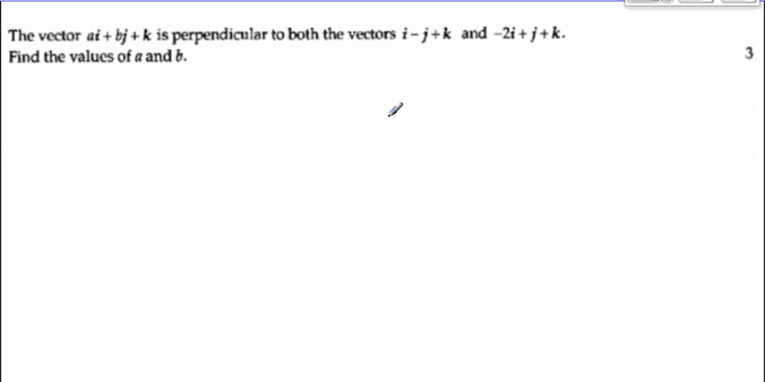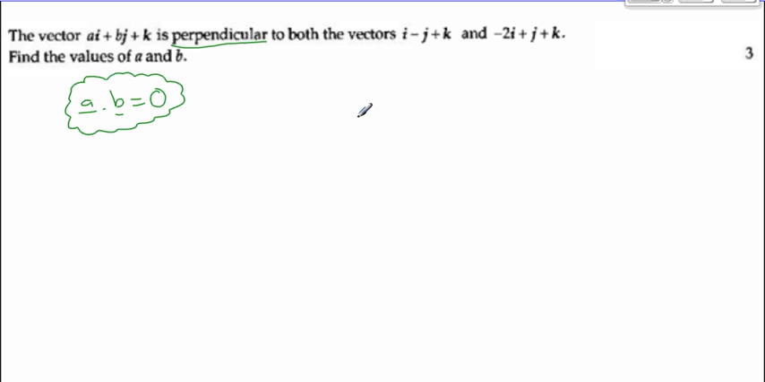Finally, now the vector ai + bj + k is perpendicular to both the vectors i - j + k and -2i + j + k. Find the values of a and b. So the key point here, the one that we need to go to as soon as we start talking about perpendicular vectors, either proving or using, is that for perpendicular vectors, the dot product is equal to 0.